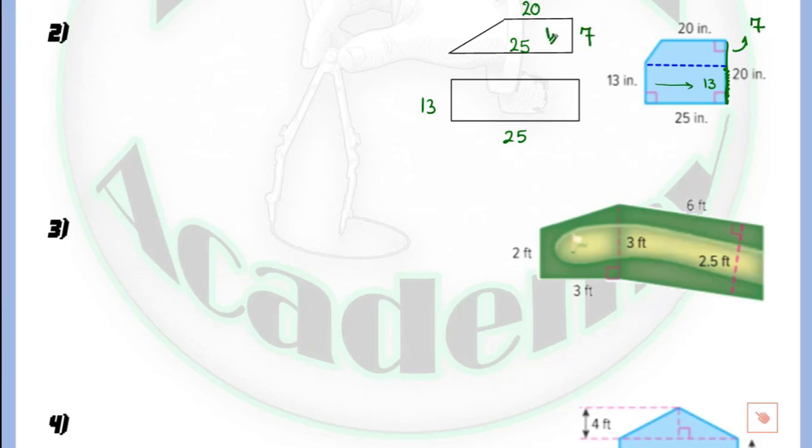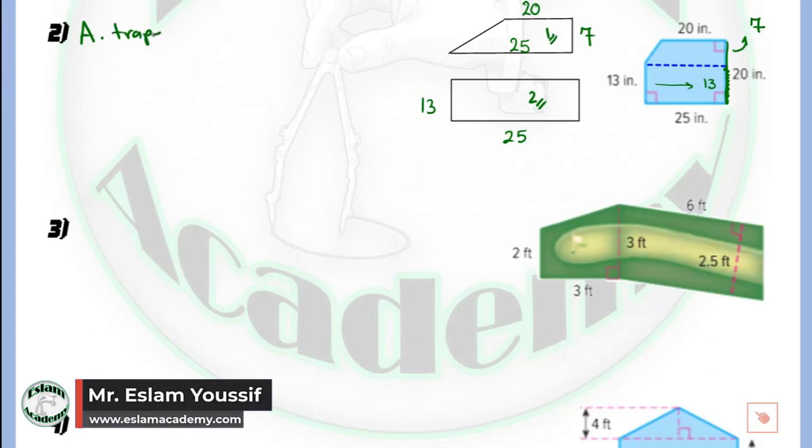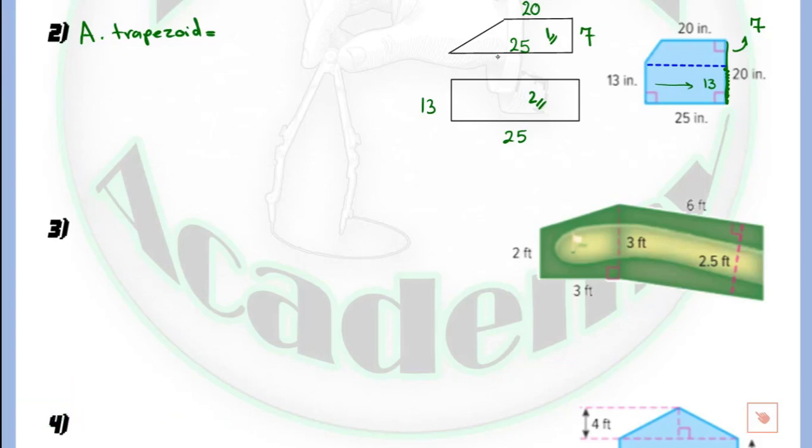Now we will find the area of the trapezoid, then find the area of the rectangle, then we add them. The area of the trapezoid equals the height divided by 2 multiplied by base 1 plus base 2. So we have here 7 over 2 times base 1, which is 20, plus base 2, which is 25. By multiplying, you will find that the answer will be equal to 157.5 squared inch.